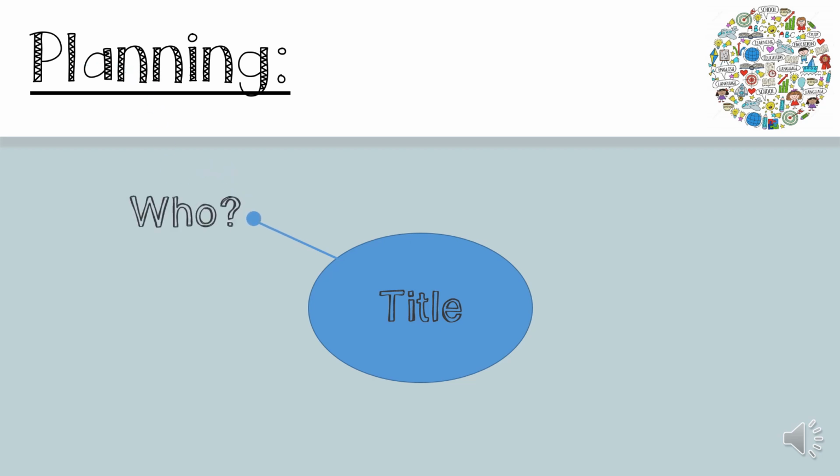Let's look at the planning. You can draw a mind map first to do your planning. You write your title, then you ask yourself, who is in your story? This will be your characters. The next question will be, what? What happened? What did you do during lockdown?